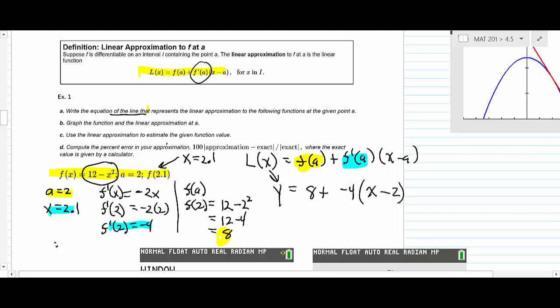Okay, so that's what we want to do on that. And we're not ready to do anything with the 2.1 yet. We're just getting an equation of a line. Okay, all right, is everybody following what I'm doing so far?